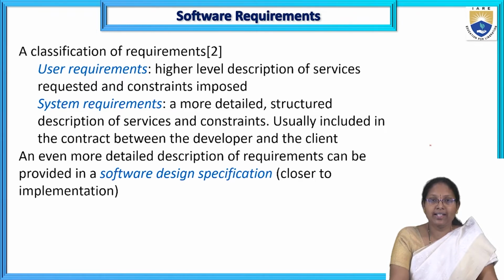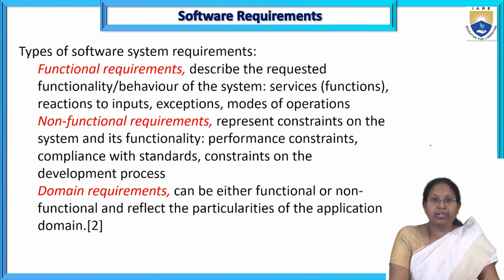More detailed, structured descriptions of the services and constraints are considered system requirements. The total requirements are also divided into different kinds. What are the kinds of requirements? The first is functional requirements, the second is non-functional requirements, and the third kind is domain requirements.